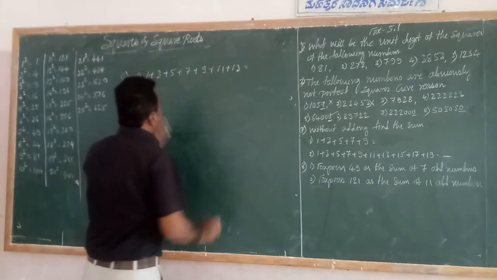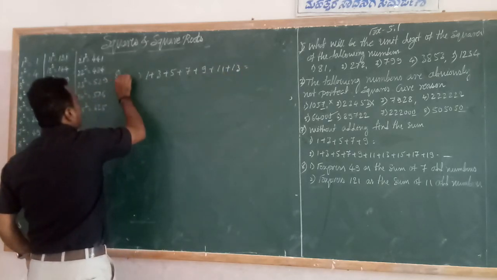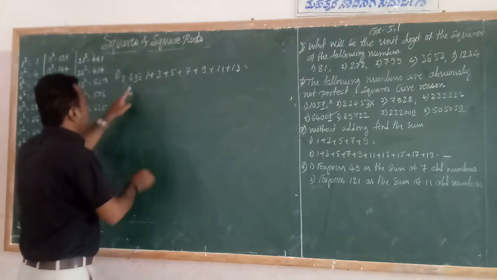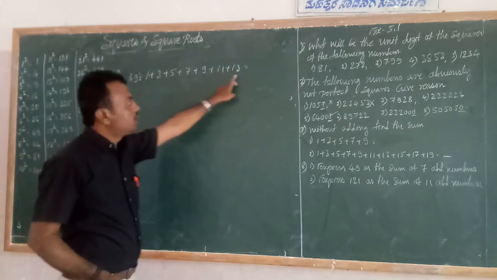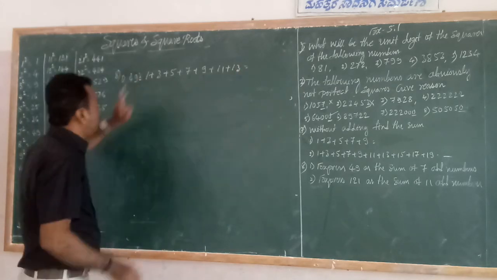So these are the 7 odd numbers. Therefore it is 49. This first one, 49, can be expressed as the sum of 7 consecutive odd numbers. Okay, it becomes 49.